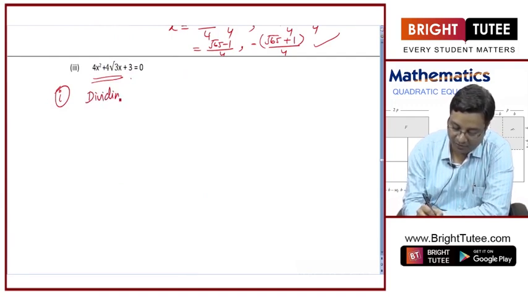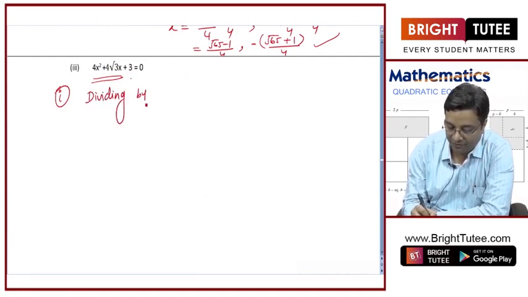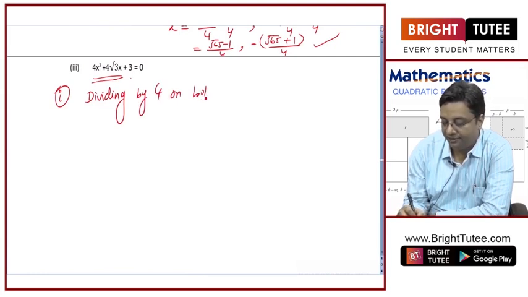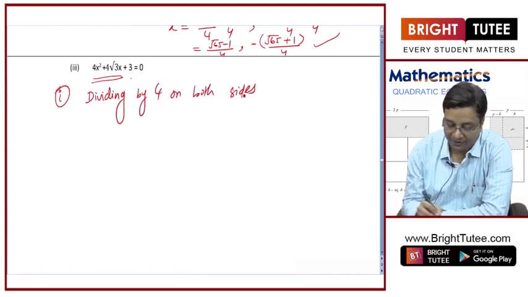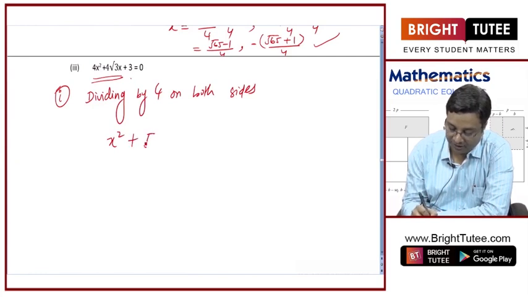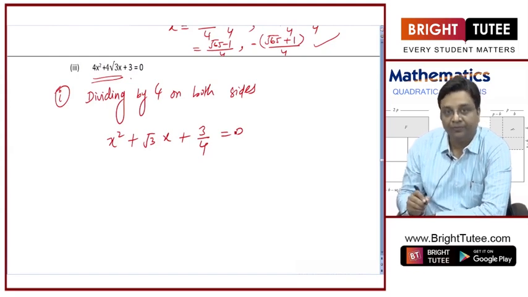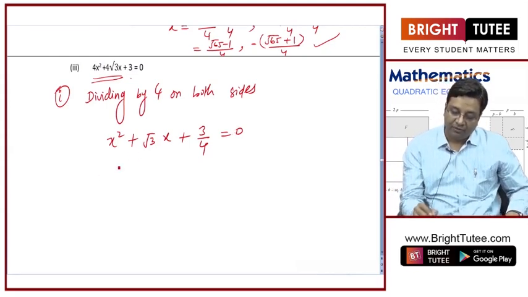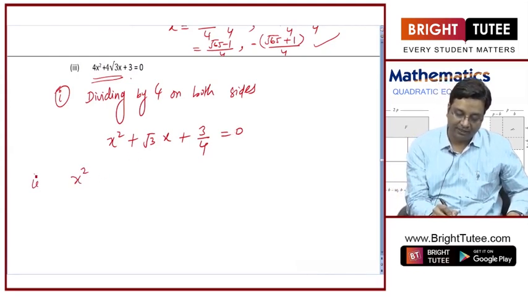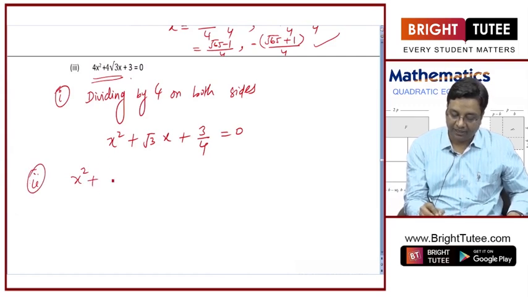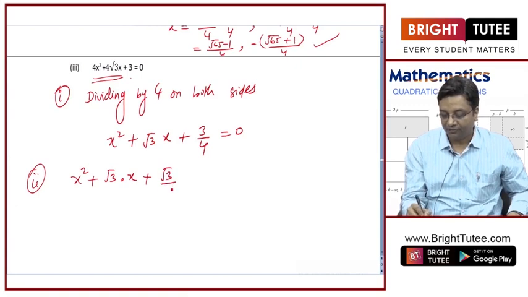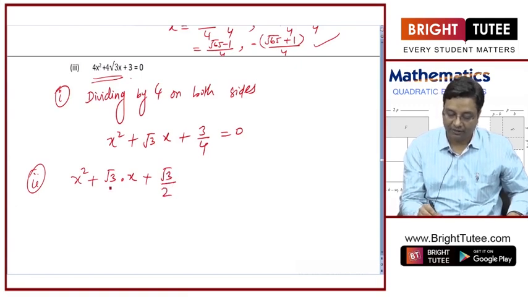Making coefficient of x square equal to 1. So dividing by 4 on both sides, I will get x square plus root 3 x plus 3 by 4 equal to 0, right? And now, second step, add and subtract half of, let's say, what is coefficient of x here? It is root 3. So half of coefficient of x is root 3 by 2.